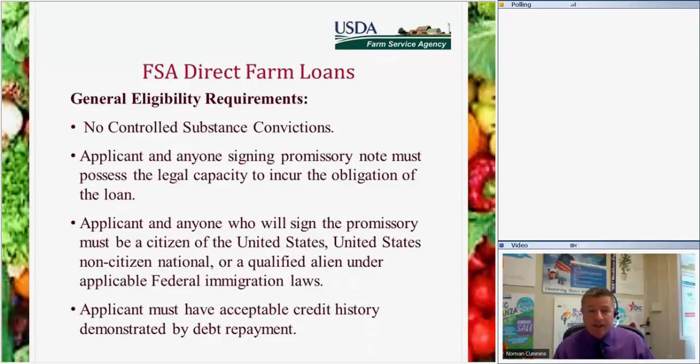But we do have a lot of immigrants out there that have used our loans and are helping our agriculture industry. And one of the things people are worried about when they're getting loans is acceptable credit history demonstrated by debt repayment. Unlike a bank, which has a tendency to focus on credit scores. I mean, that's the big thing. We know that anything over 700 is a great score. When we start getting in the 600s, it's hit or miss if you're going to get financed or not. If you're in the 500s, forget it. You're not getting financed.